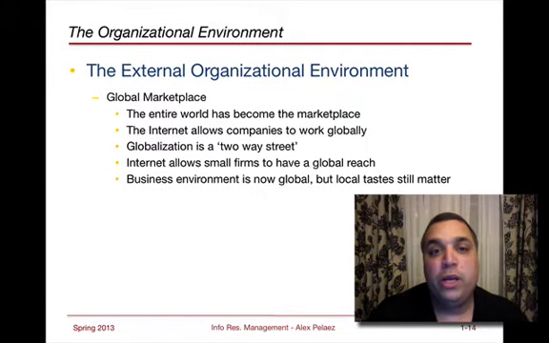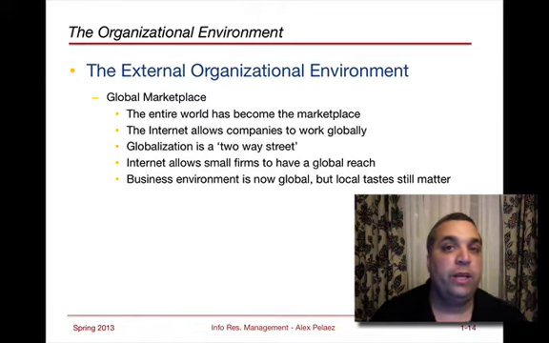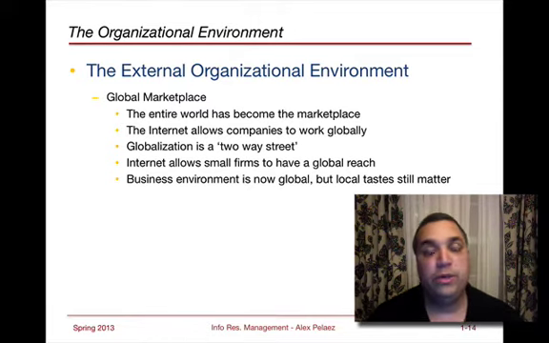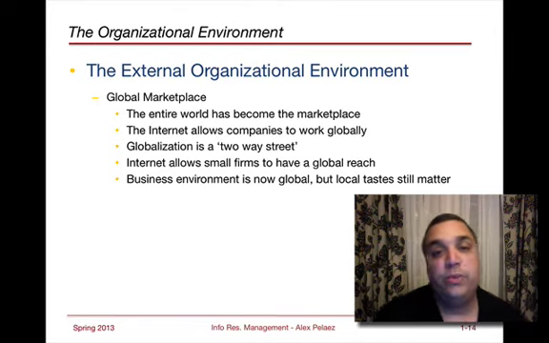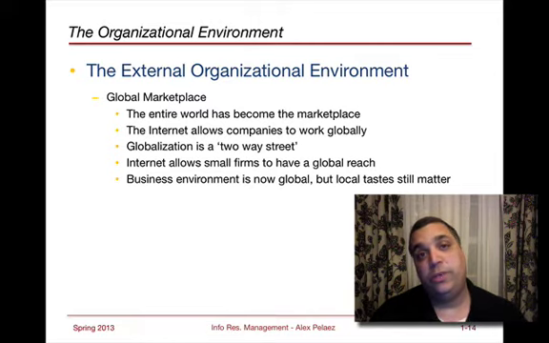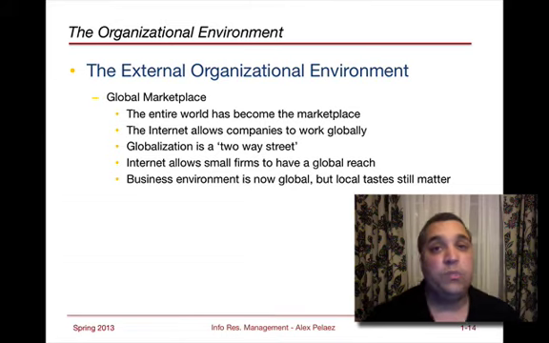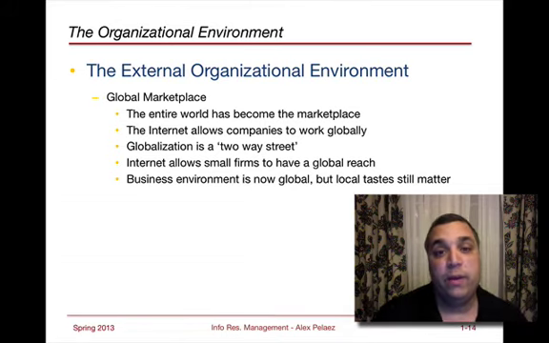So the global marketplace: the world has now become a marketplace because the internet has allowed us to reduce the barriers to entry for any organization. And so a company in New York can sell much more easily to Europe or Asia than it could, say, 20 years ago, allowing them to compete globally. But this globalization, as your book states, is a two-way street, where companies in Asia and Europe can easily access markets in the United States or elsewhere.